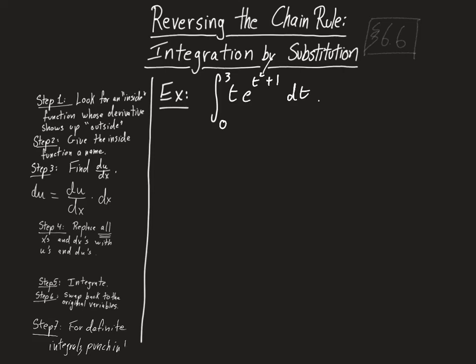Punch in your limits. That's all there is to it. We're just adding the extra step like we do for any other definite integration problems. So first, find the indefinite integral of t e to the t squared plus 1 dt.